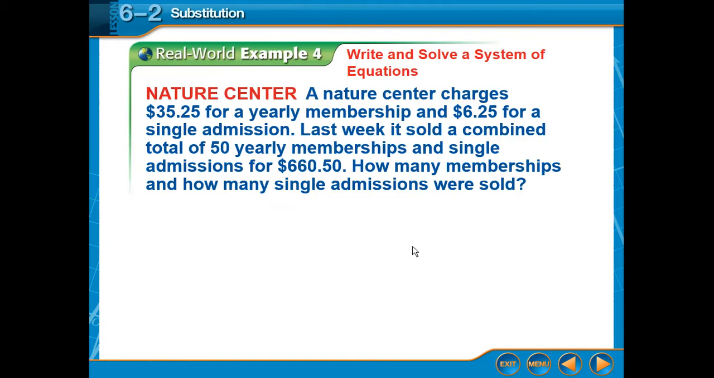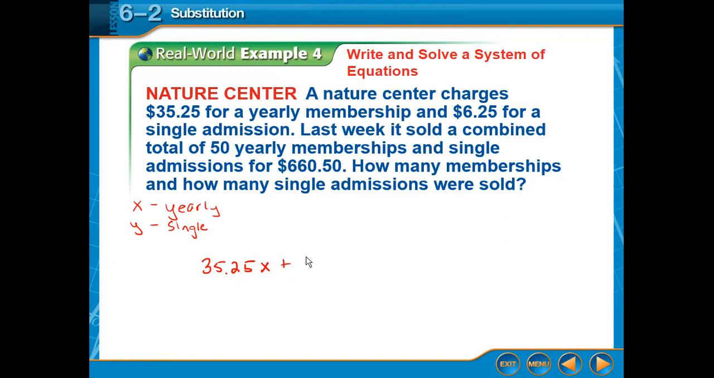A nature center charges $35.25 for a yearly membership and $6.25 for a single admission. Last year, it sold a combined total of 50 yearly memberships and single admissions for $660.50. How many memberships and how many single admissions were sold? Okay, so we'll say x is the number of yearly memberships, and we'll say y is the number of single admissions.